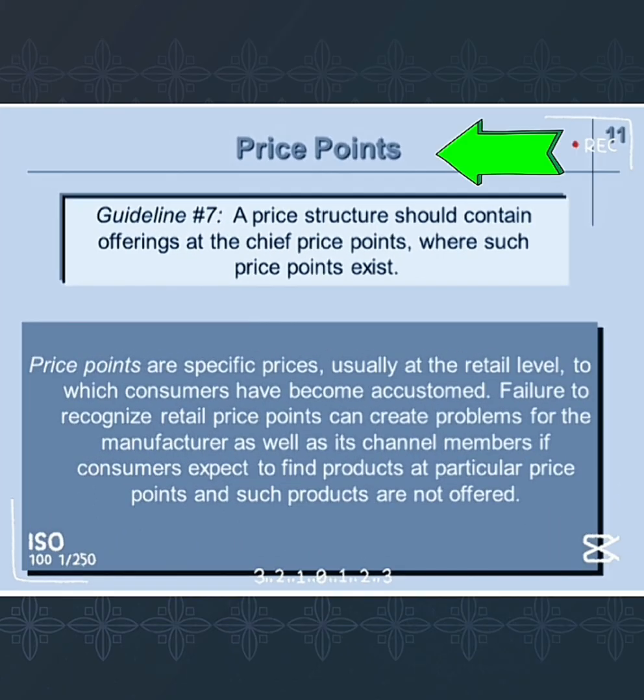Price points. A price structure should contain offerings at the chief price points, where such price points exist. Price points are specific prices, usually at the retail level, to which consumers have become accustomed. Failure to recognize retail price points can create problems for the manufacturer as well as its channel members if consumers expect to find products at particular price points and such products are not offered.